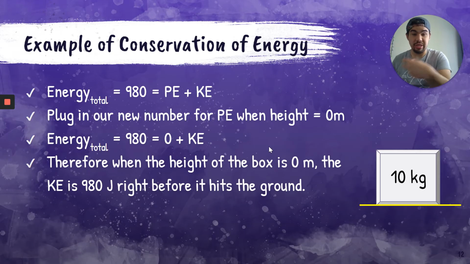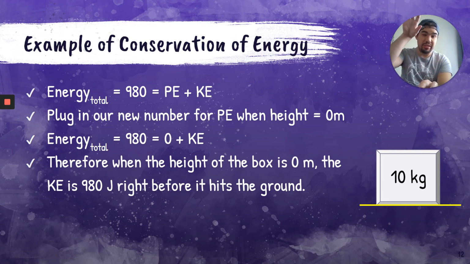All right, so that's our answer to question 2. Right before it hits the ground, our box will have 980 joules of energy. So 0 potential, 100% kinetic, which is going to be 980. That's the opposite of our first question, where we had 100% potential, 0% kinetic. They just kind of switched.